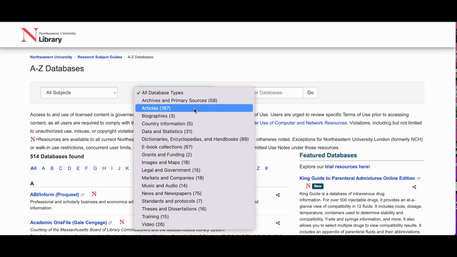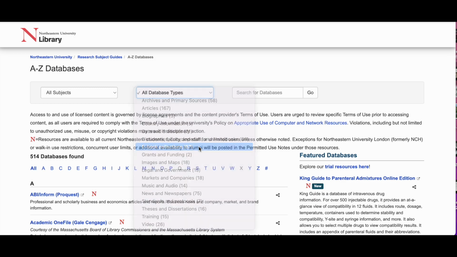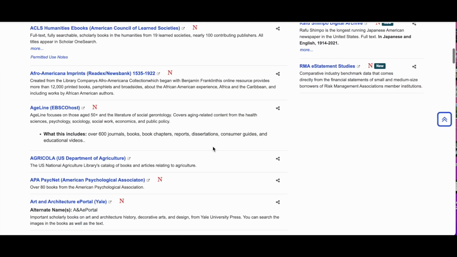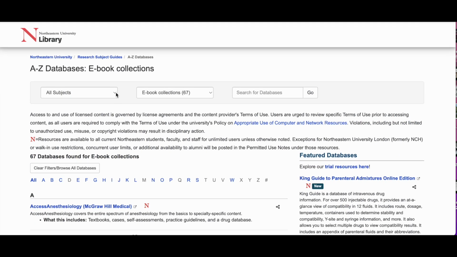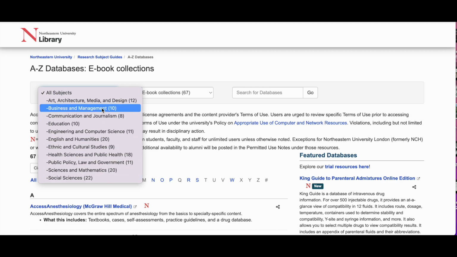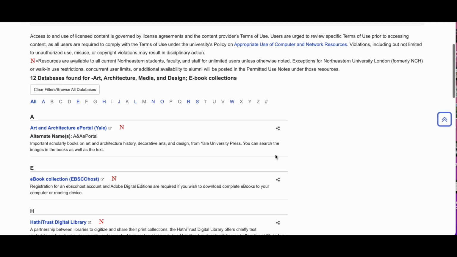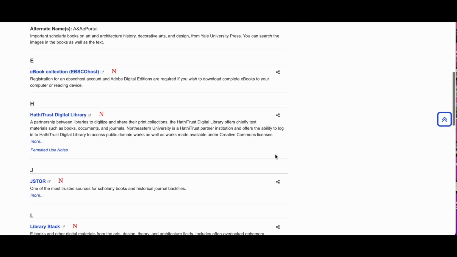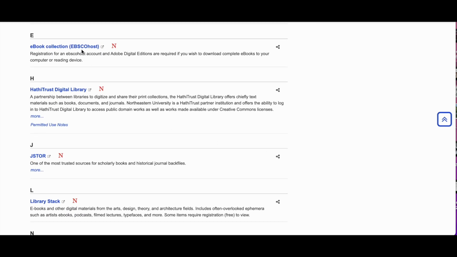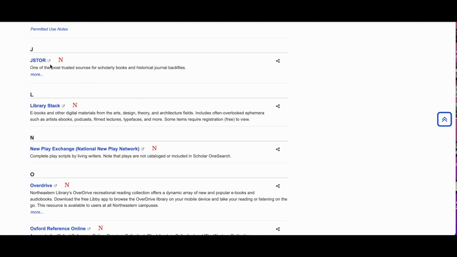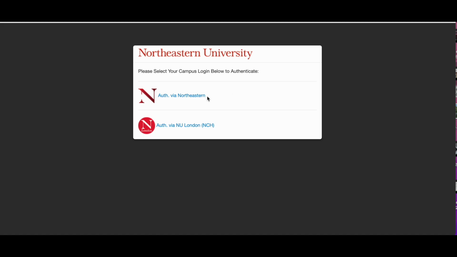So you can specify and say, I want to look at the ebook collection, and it'll give you just the ebook collection. And if you want to look at different subjects, that's how we research in these databases. So different databases and different database companies compile information for different subject areas. So EBSCOhost is one that I use often because it's big in the humanities. JSTOR is one that I use often because it's big in the humanities.